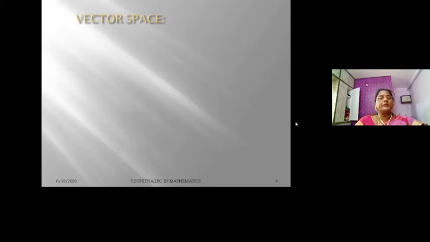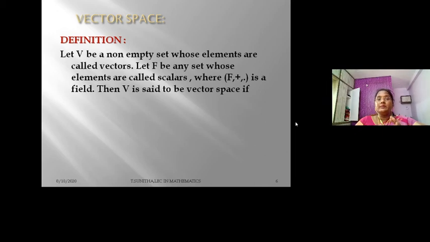So coming to the vector space definition. Before going to the vector space definition, what did we learn? Internal composition, external composition, and field. So the definition: let V be a non-empty set whose elements are called vectors. So V is a set of vectors. And let F be any set whose elements are called scalars.